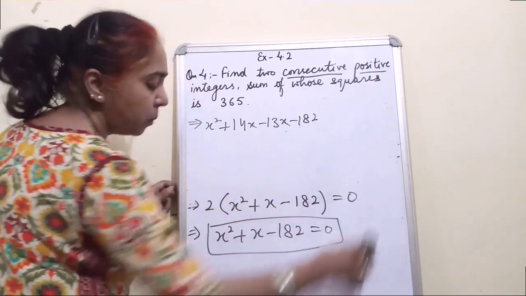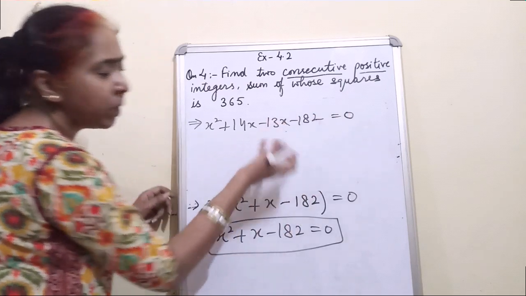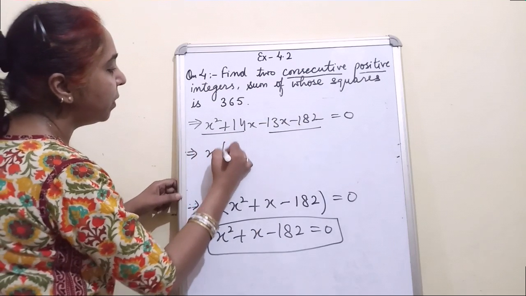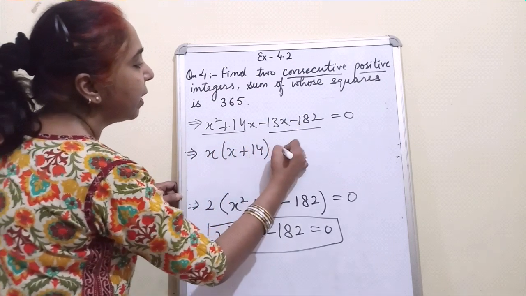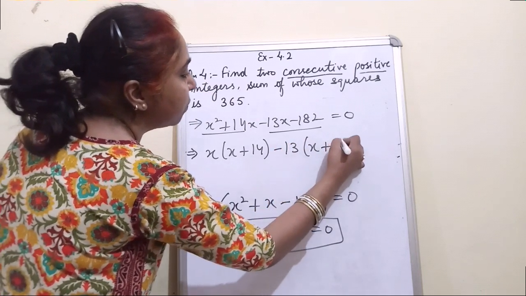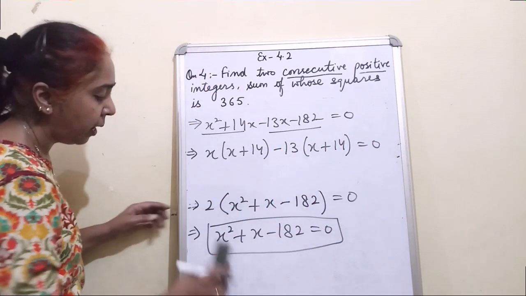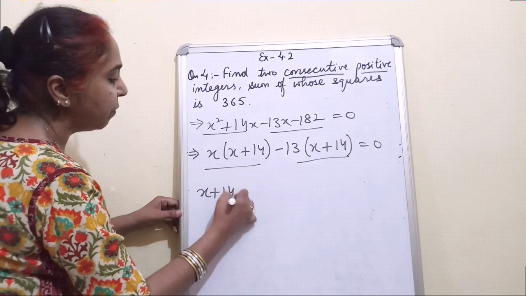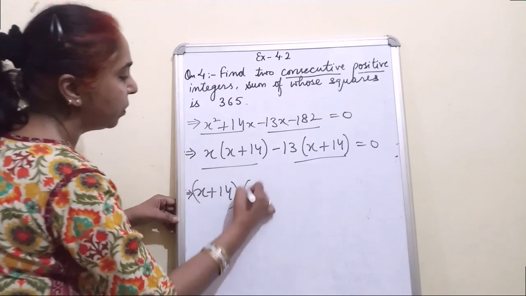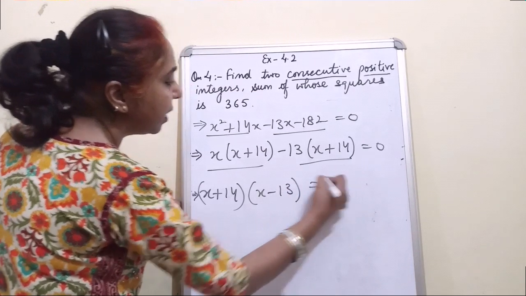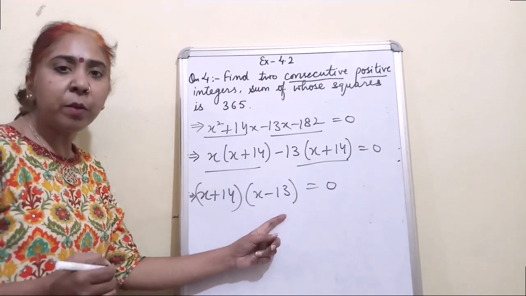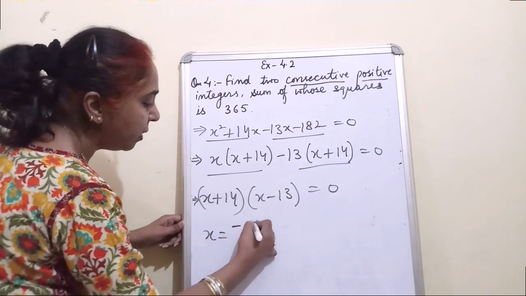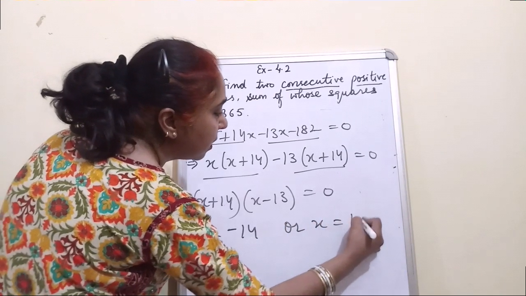Now we'll have to take common. As you all know, I think now the question is easier for you. You can do it by yourself also, but I'm just going to solve it. Take common x from the first two terms, giving x plus 14; again take common 13, you'll get x plus 14. And again you can take the common x plus 14 from here, and x minus 13. You'll get 2 answers from here. Can you tell me the 2 answers? x will be minus 14 or x will be 13.